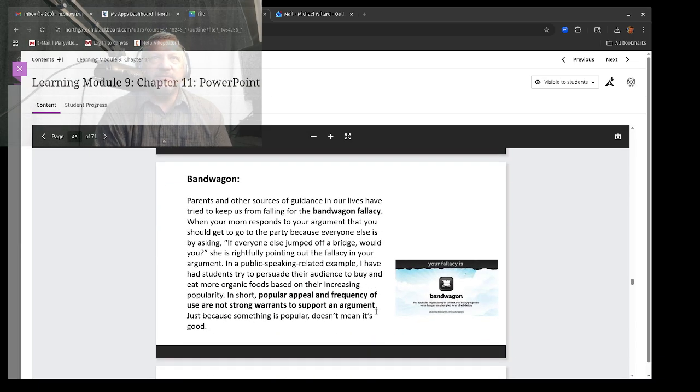Bandwagon. We've all seen the bandwagon fallacy. Your mom and your dad have used this one on you. You wanted to go to the party, right? And you told them, everyone's going. Well, if everyone else jumped off a bridge, would you jump off the bridge? Right?